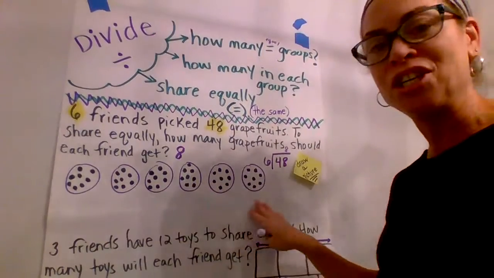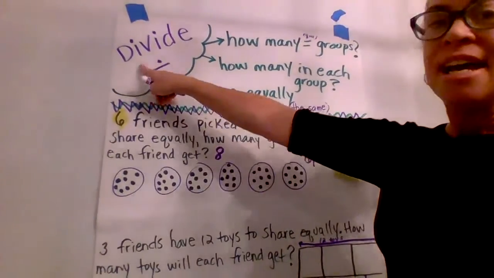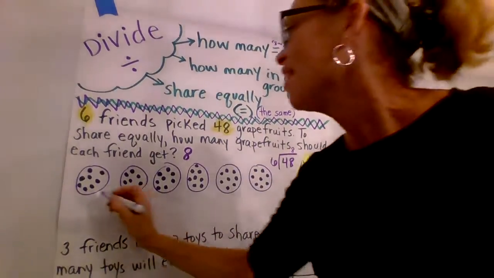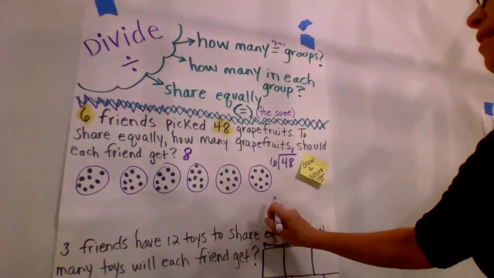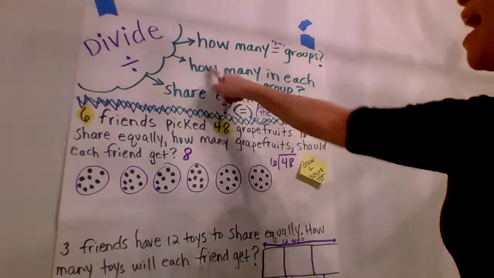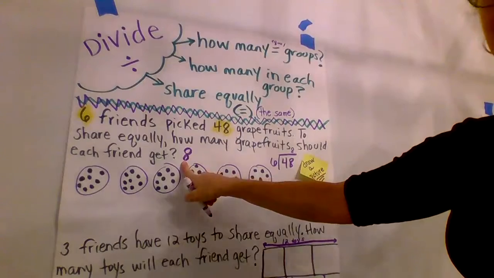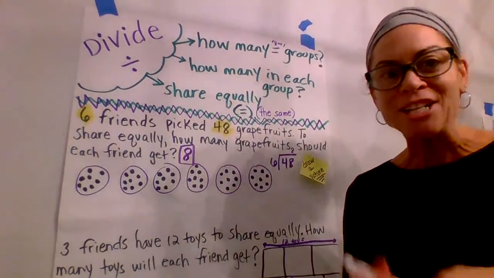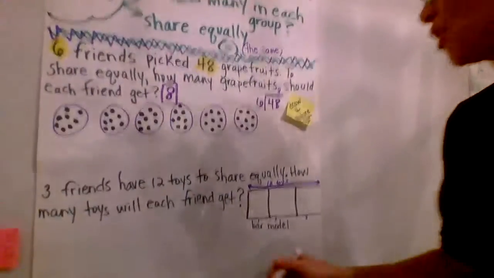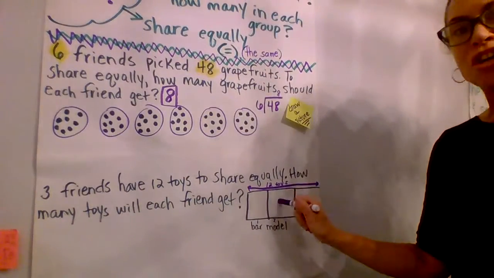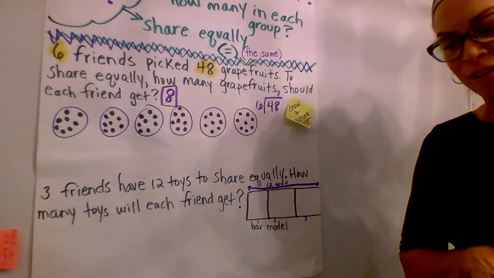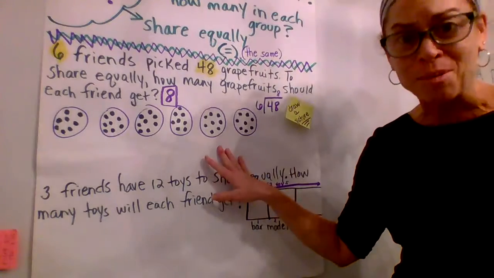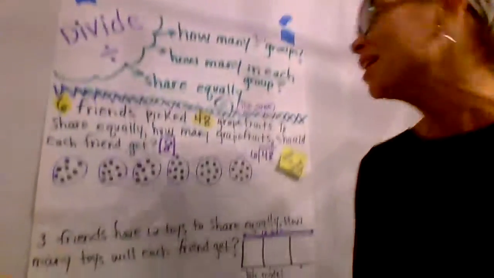This is all I want you to do, is represent dividing with a picture. Okay? These are your groups. 6 groups. How many in each group? 8. All right. Now, you guys can get out your notebook and do the next one with me. I'm still going to show you groups, and I'm also going to show you how you can use the bar model to solve.